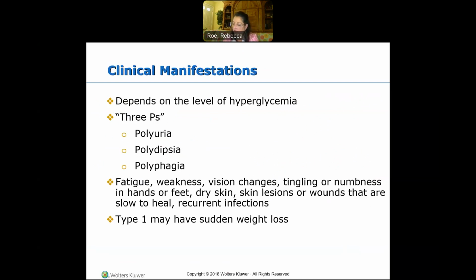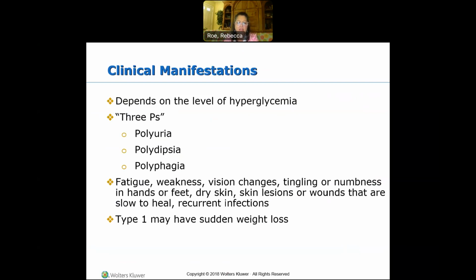So the clinical manifestations of diabetes 1 and 2 depend on the level of hyperglycemia. Remember, initially in type 1, you may have this sudden weight loss. And that's pretty unusual because everybody thinks that if you're a diabetic, you're always fat or obese. And so that's not always true. Type 1 diabetes initially starts out with people just losing weight, but they also have these 3 classic symptoms of polyuria, polydipsia, and polyphagia.